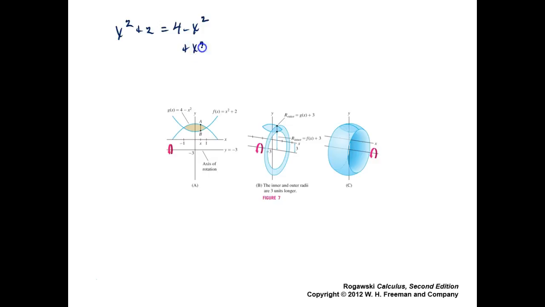Add x squared to both sides. Since you're getting everything to the left, go on in, subtract 4 from both sides. Okay? And what does that give us? 2x squared minus 2 is equal to 0. Very good. Now what would you do?